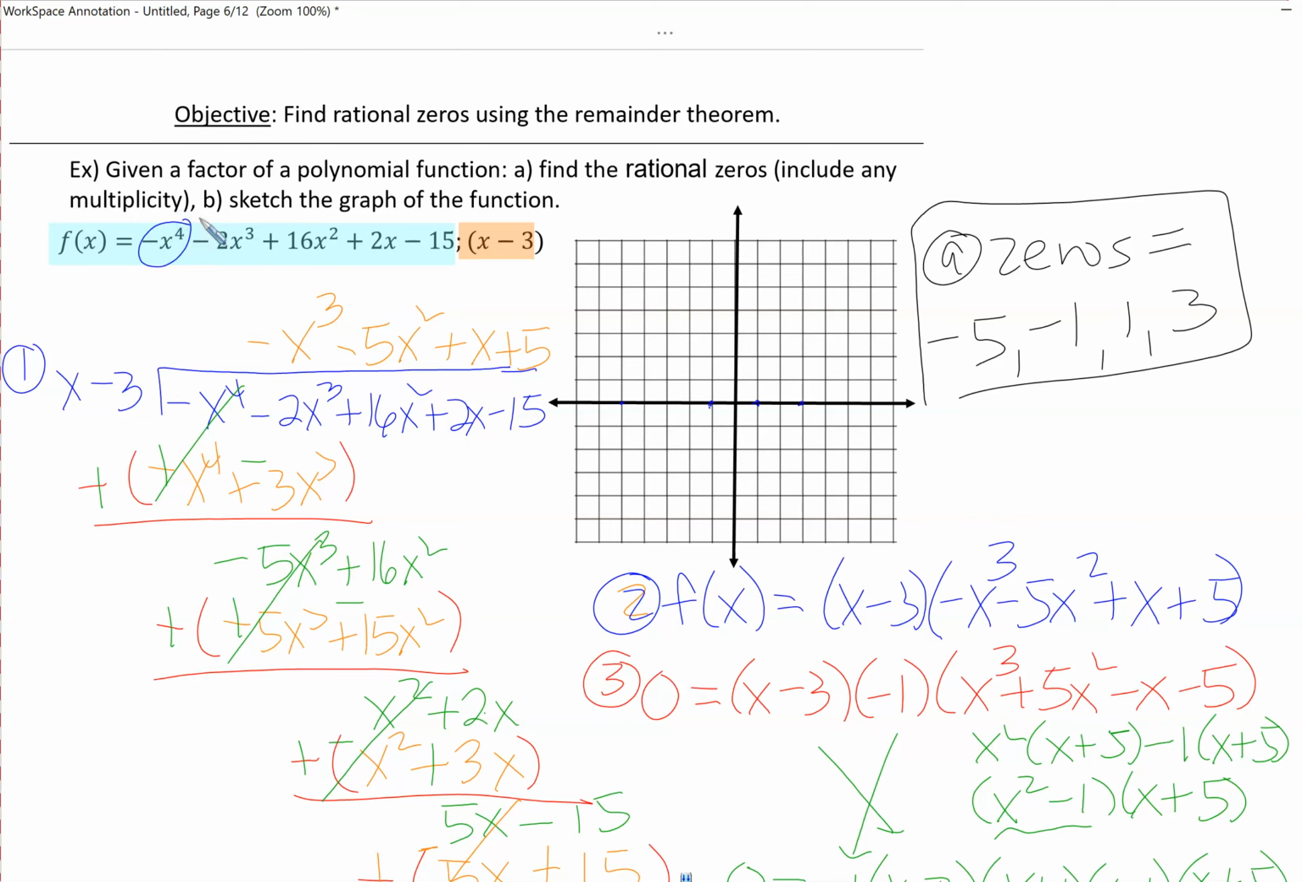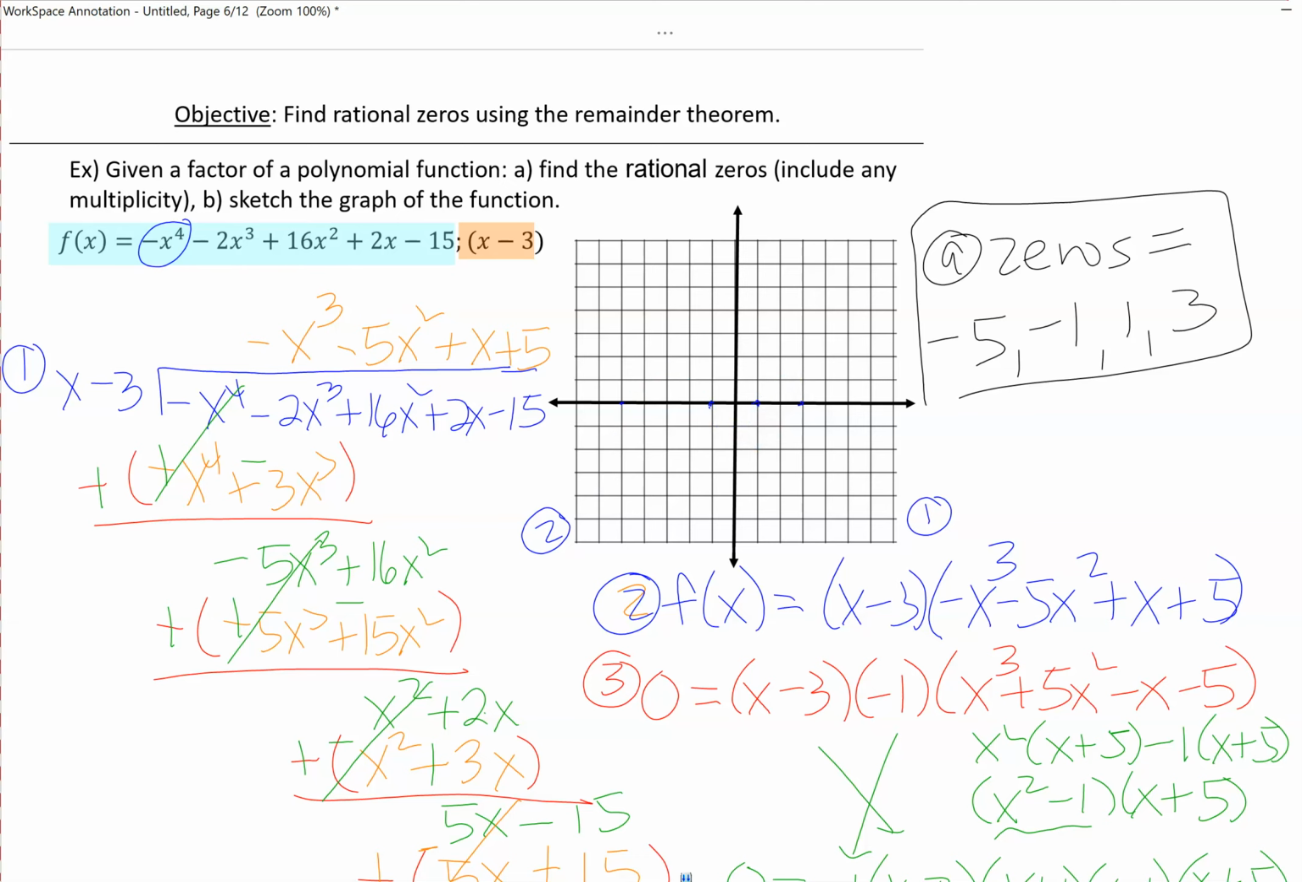So that leading coefficient of negative 1 being negative tells us that our right end is going to go to negative infinity. Because it's a fourth power, a quartic, both ends have to go the same direction. So that means our left end also goes to negative infinity. And without any multiplicity, our function just moves through our zeros.